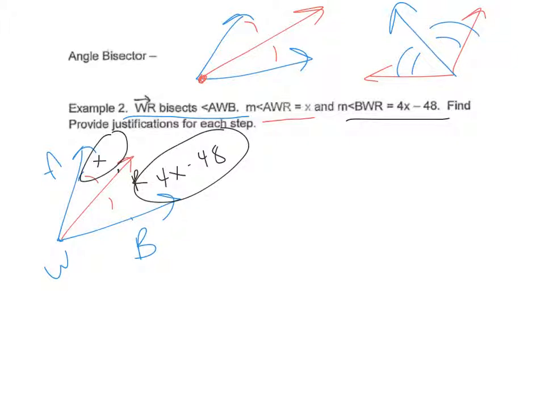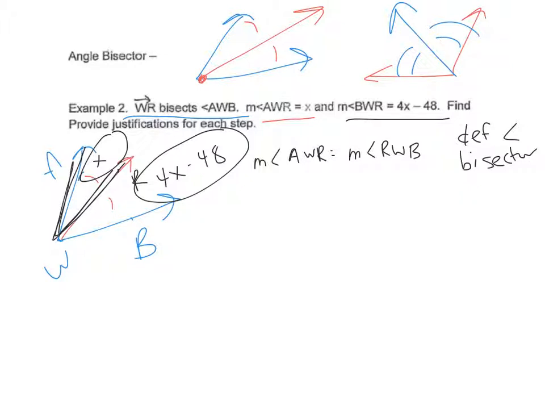So I know that these two angles are equal. So the measure of angle AWR is equal to the measure of angle RWB by definition of angle bisector. So then I can take x and 4x minus 48. So x is equal to 4x minus 48 by substitution.